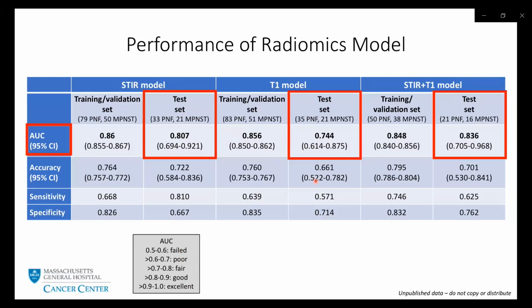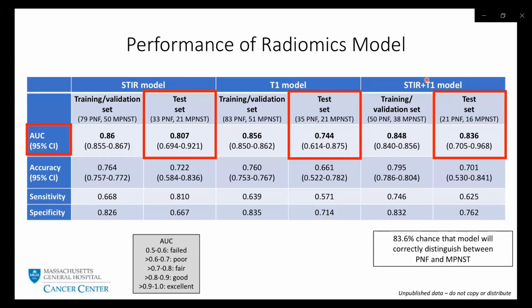Lastly, the best performance was seen if the computer algorithm learned from both STIR and T1 images. The AUC for this combined STIR and T1 model was 0.836. This means that there's an 83.6% chance that the model will correctly distinguish between plexiform neurofibromas and MPNSTs. Again, this would be considered good performance.